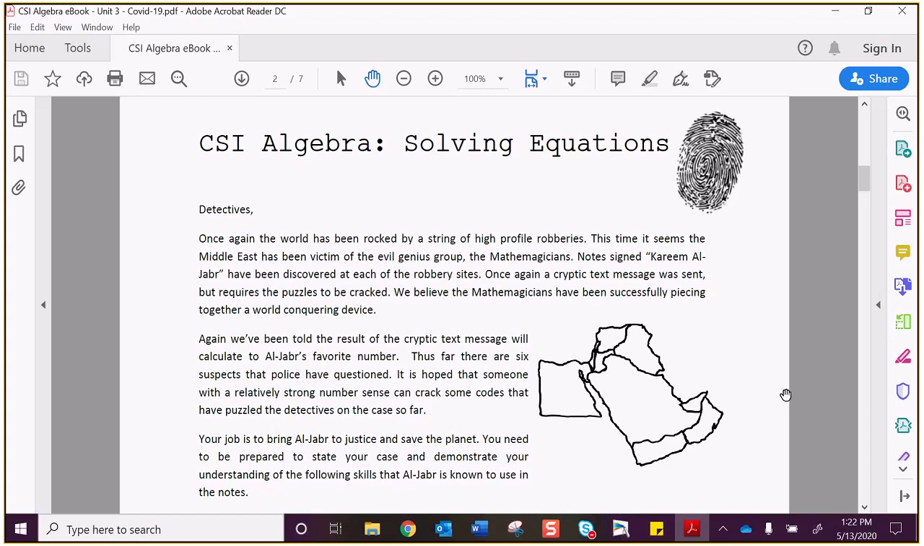It is hoped that someone with a relatively strong number sense can crack some codes that have puzzled the detectives on the case so far. Your job is to bring Algebra to justice and save the planet. You need to be prepared to state your case and demonstrate your understanding of the following skills that Algebra is known to use in the notes.